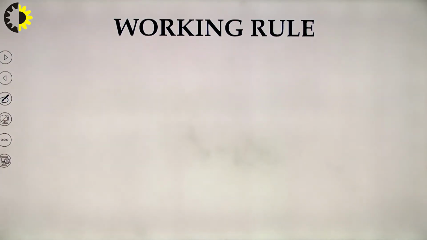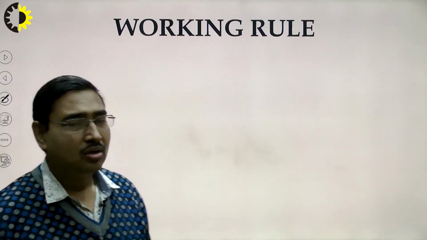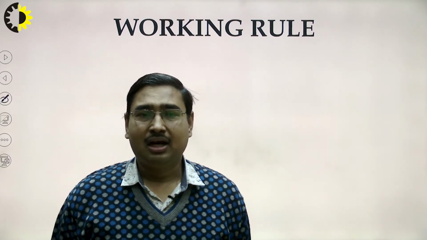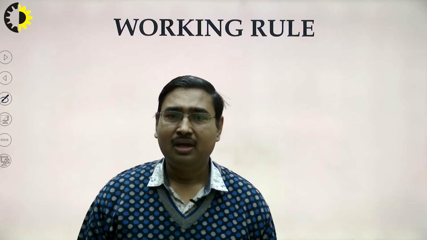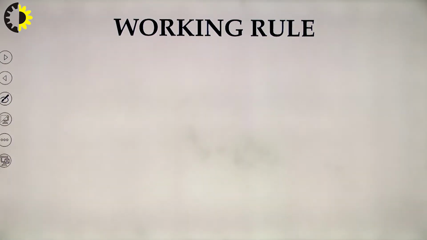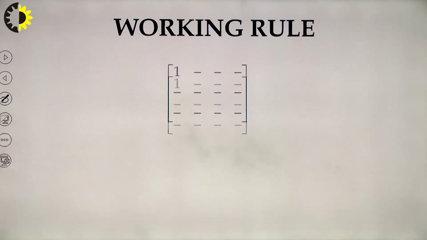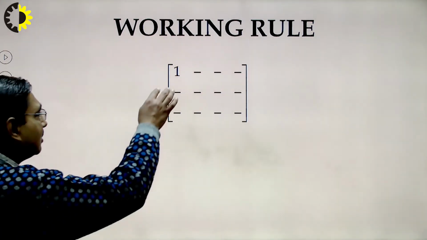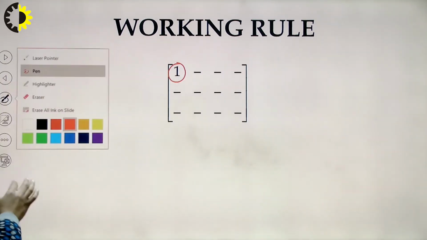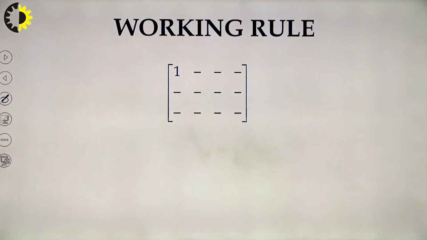Now, we understand how to convert a matrix to normal form, because it is going to help us ultimately. Only when we know how to convert the matrix to normal form shall we be able to find the rank of the matrix. To convert a matrix to normal form, we will follow a specified working rule. For this, the first element of the matrix will be converted to 1 with the help of suitable elementary transformations.